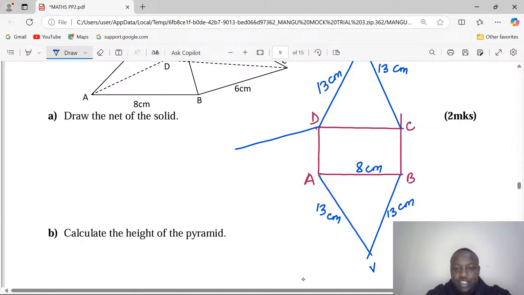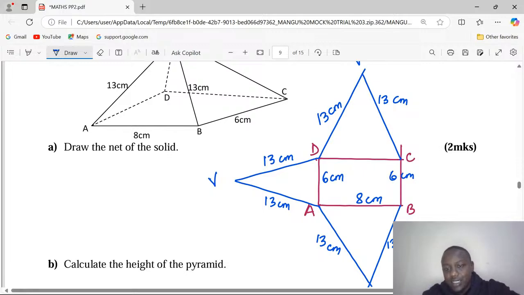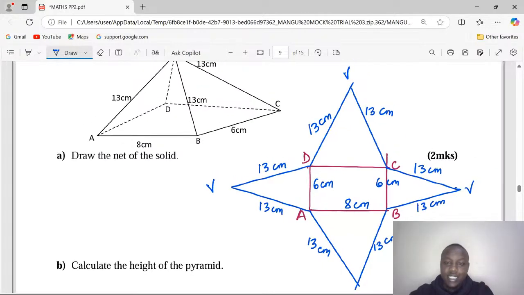Remember, I'm just giving a sketch. For your case, you're supposed to draw it accurately. So this is also 13, but this side it's 6. So with 6 centimeters here, we draw 13, so that we come up with a very good sketch. This is V. So 13 centimeters, 13 centimeters. We now have a sketch of the net. This is the expected net.